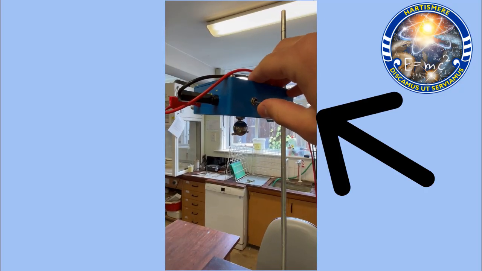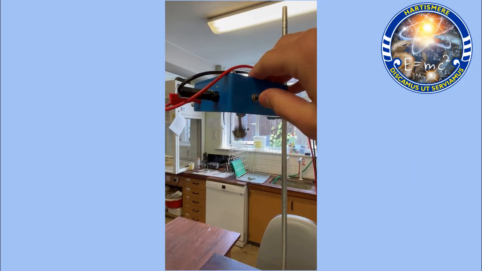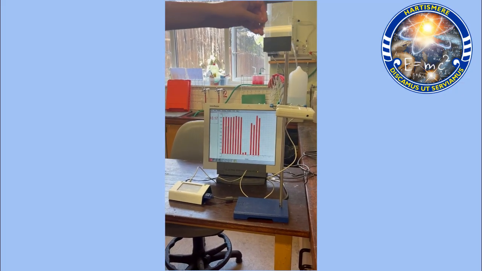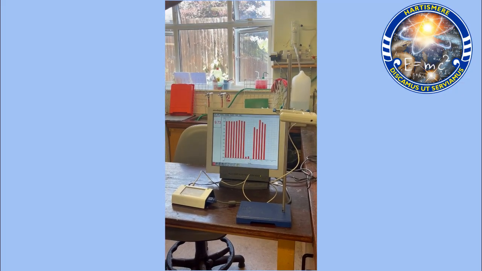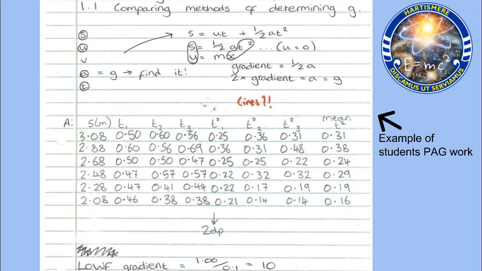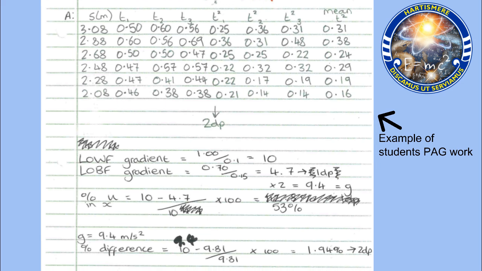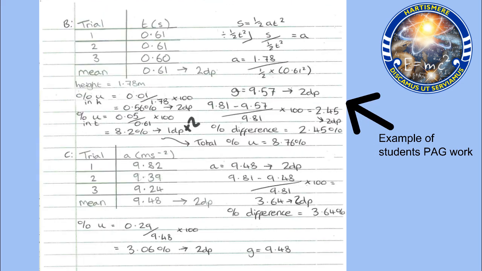And where the electromagnet may have a small timing delay, in either the timer being off or the electromagnet not releasing the ball at the exact moment the timer starts, the light gate will detect the exact moment the object passes through. Don't forget to calculate the percentage uncertainties in your measurements and the percentage differences between your experimental values for G and the real G values for all three methods.